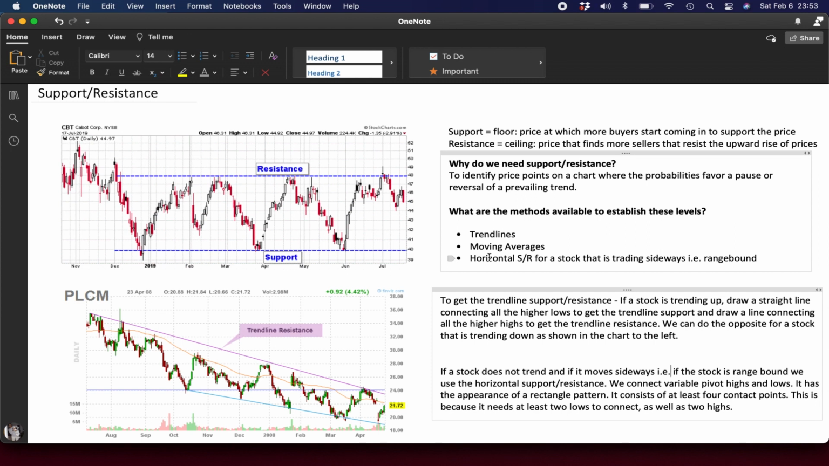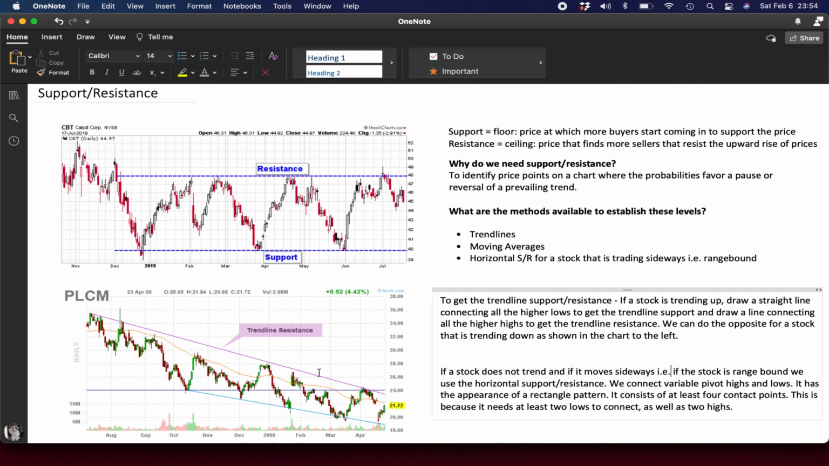A stock is said to be in an uptrend if it makes a series of higher highs and higher lows. And a stock is said to be in a downtrend if it makes a series of lower highs and lower lows. Now, to get the trend line support and resistance, if a stock is trending up, you would draw a straight line connecting all the higher lows to get the trend line support, and draw a line connecting all the higher highs to get the trend line resistance.